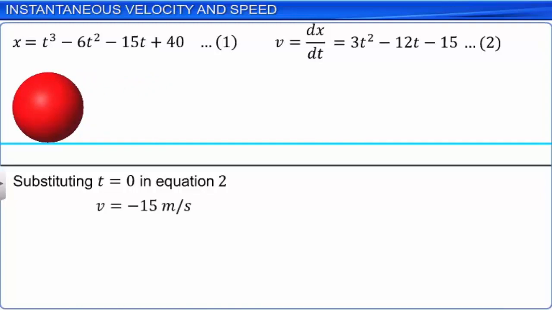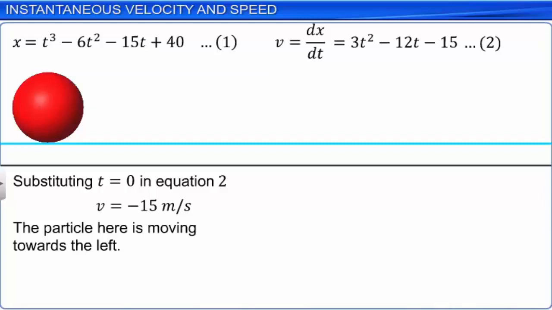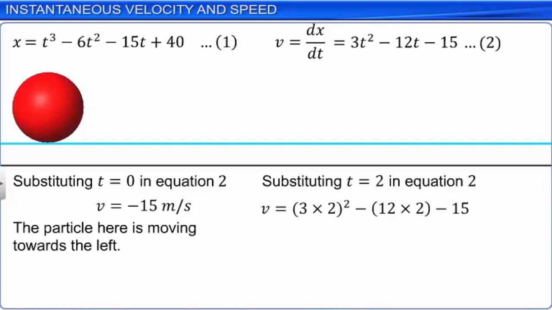At t is equal to 2 seconds, we need to find the value of v. Substituting t is equal to 2 in equation 2, v is equal to 3 multiplied by 2 square minus 12 multiplied by 2 minus 15. That is 12 minus 24 minus 15, which is minus 27 meters per second. The particle here is moving towards the left.